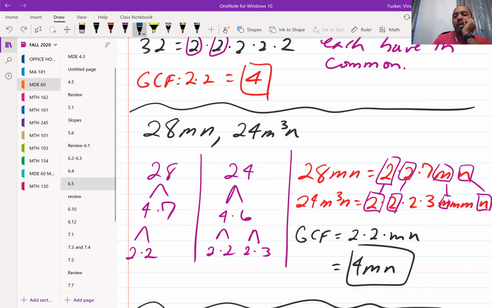And that's what I did here with the box. It's just showing the connection between this 2, this 2, this m, and then this n. And then multiply those together. That'll give you 4mn as your GCF. So remember, you're always asking yourself, what do these terms have in common?